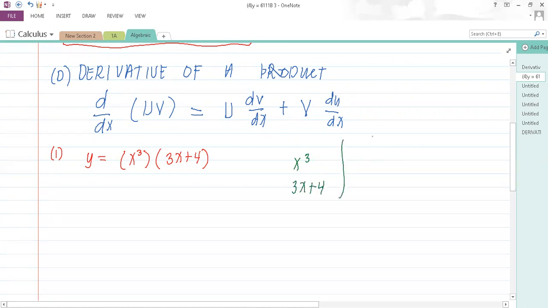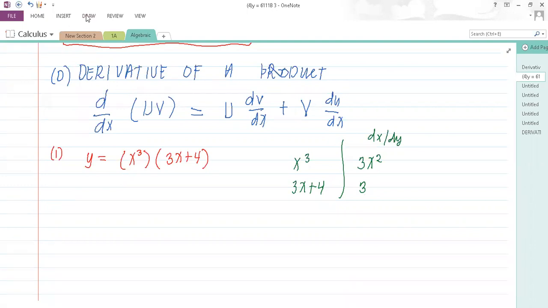So let's get the derivative first. The derivative of x raised to 3 is 3x squared. Okay? The derivative of 3x plus 4 is equal to 3. The derivative of 4 is 0, so what remains is just the 3. Okay? So we can now solve.